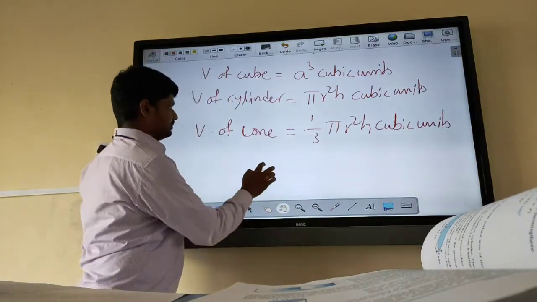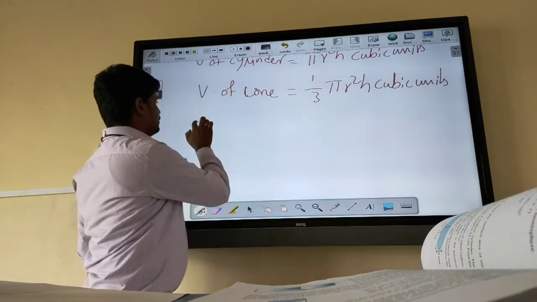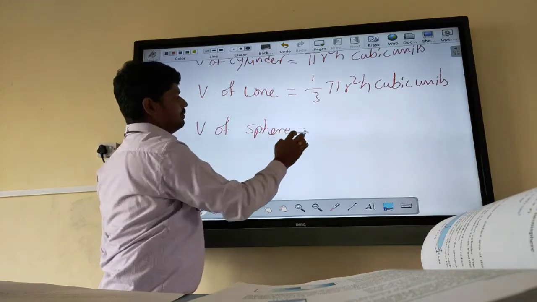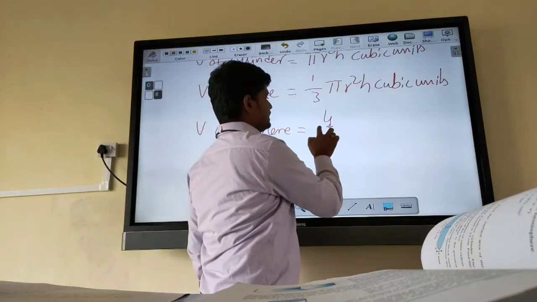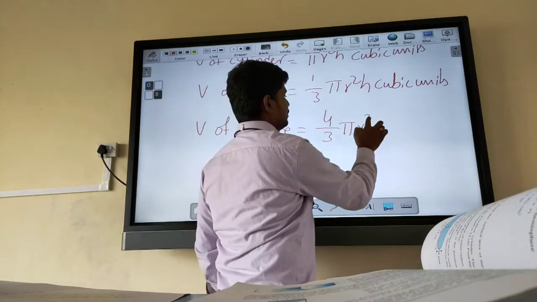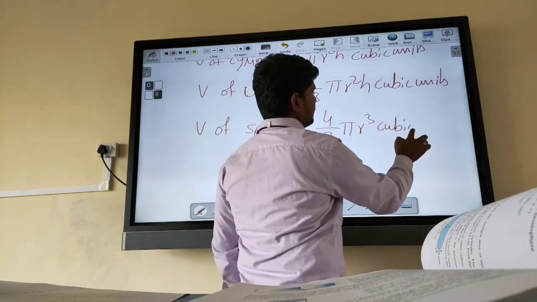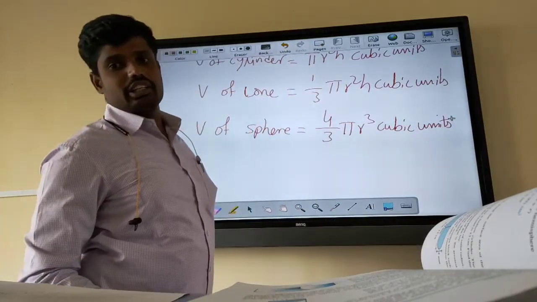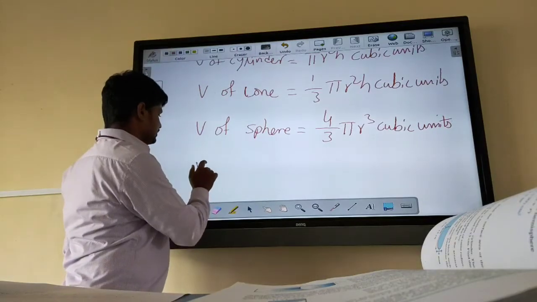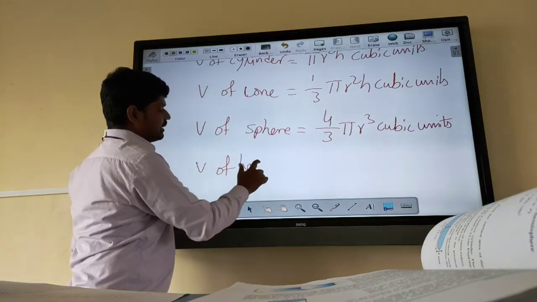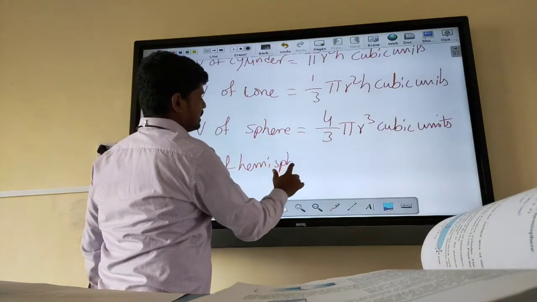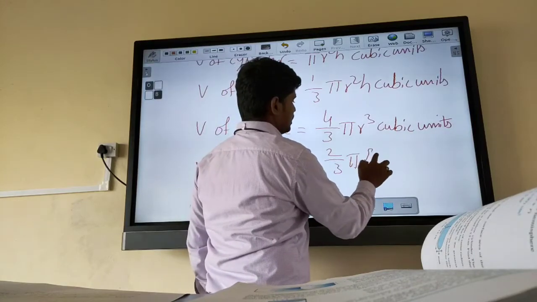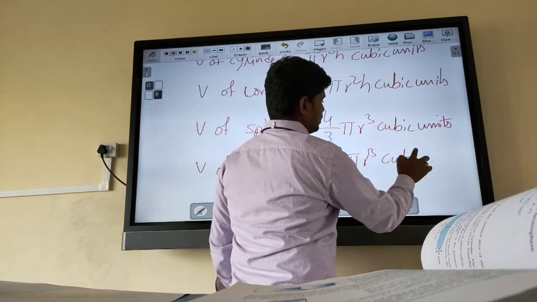Next, the fifth one, volume of sphere. What is the formula? 4 by 3 pi r cube cubic units. Using this formula we find the volume of the sphere. Next, the last one, volume of hemisphere. 2 by 3 pi r cube cubic units. Using this formula to solve the problem.